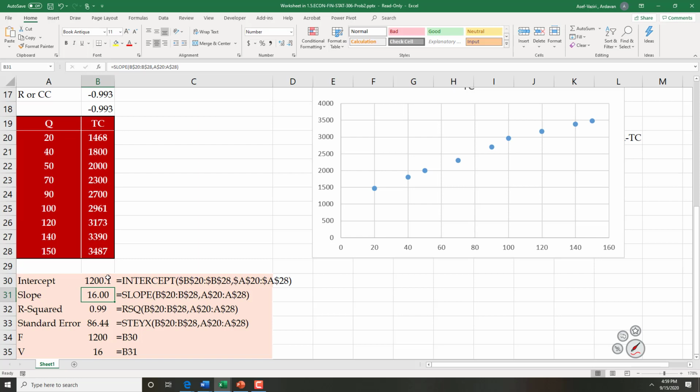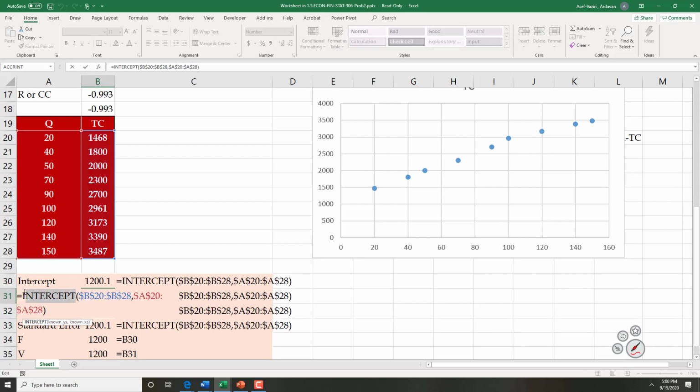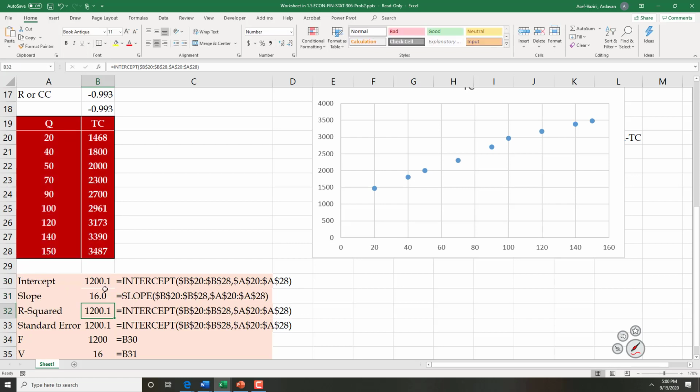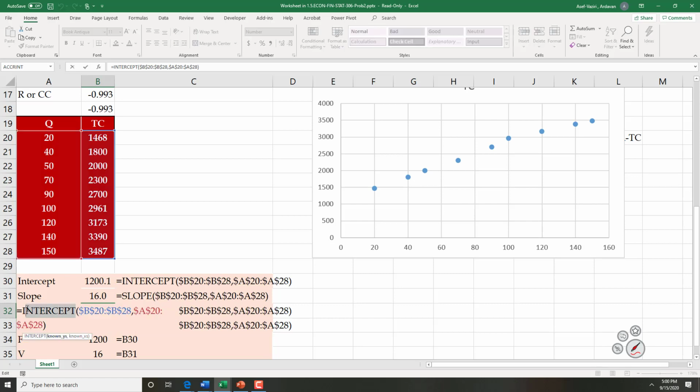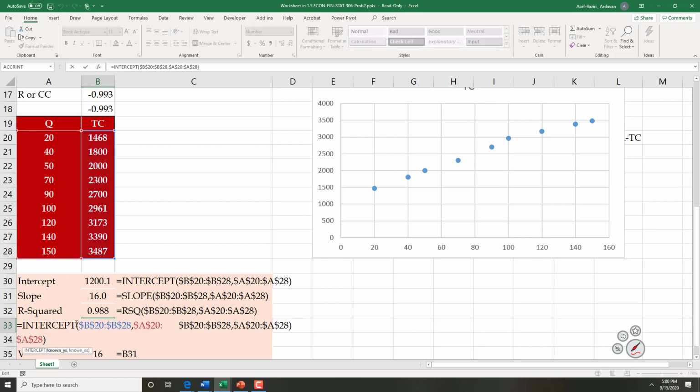I have the intercept. I copy it down and down and down, and I take the intercept out and I make it slope. I take the intercept out and I make it RSQ. This one is not exactly 1. It is this one. And here, double click on it and STE of X and Y, STE of X and Y, enter.